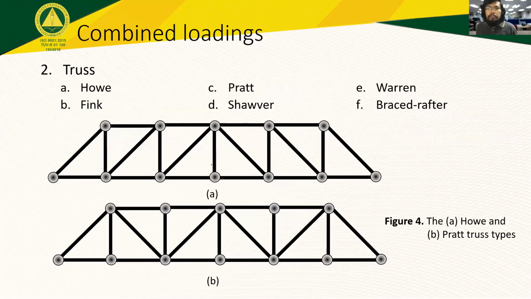Okay, but let's now proceed to the types of trusses. We have two shown: the Howe and the Pratt. The others are there. You have the Fink, the Schober, Warren, and the Brace Rafter. But what I want to focus on here is the differences in the orientation of the members, since these have to be identified for the stresses they are able to support.